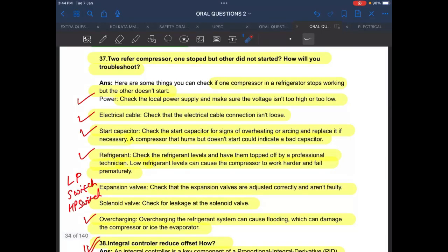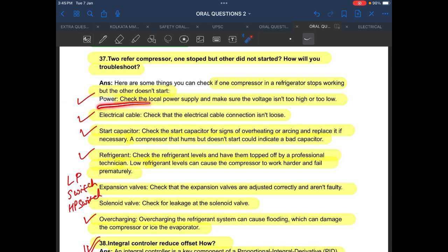Two reefer compressors, one stopped but the other did not stop. This case will happen sometimes. Let's suppose you are working on a vessel and suddenly of two reefer compressors, one stops and the other one does not start. So what will you do? First of all, you don't do anything. You first go there and check whether the power is there on the compressor or not. How can you know whether power is going to the compressor or not? You have to first check the power.